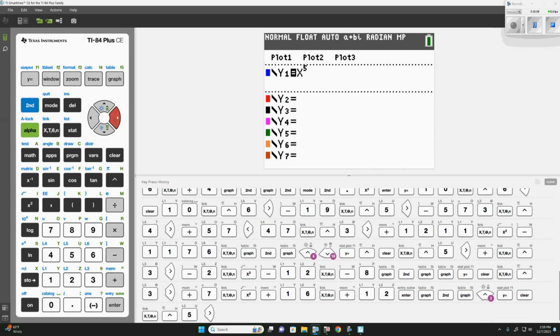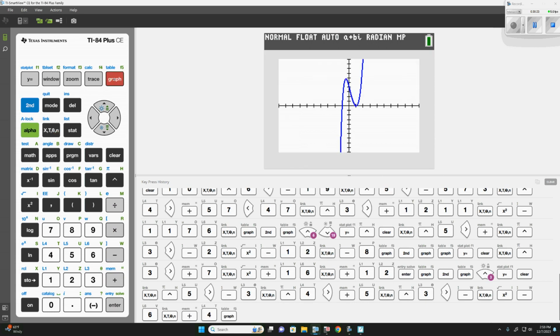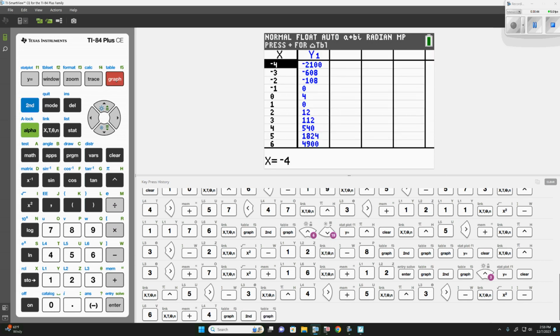x to the 5th minus 3x to the fourth plus 5x to the third minus x squared minus 6x plus 4. So we do have at least two solutions. There's a good chance one of these is going to repeat. One of them is -1, and the other is 1.